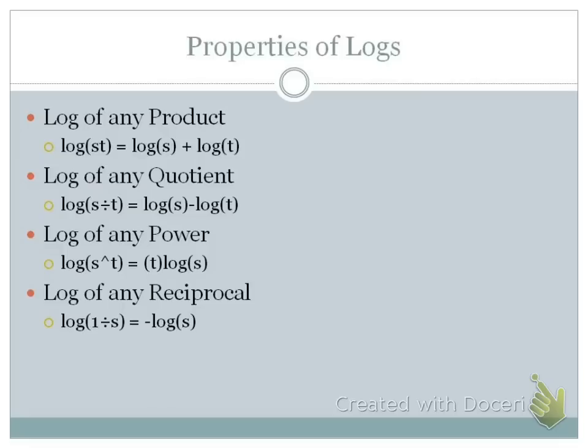The third one, and the most common one we see while we're solving log equations, is log of any power. That's when you have some variable to another variable, you move that power in front and you multiply that number that the power is by log of the base number. And then lastly, log of any reciprocal. That's a special type of log of a quotient, and it only happens when 1 is in the numerator. When you have that, you have negative log of the variable that is the denominator. In this case, it would be s.